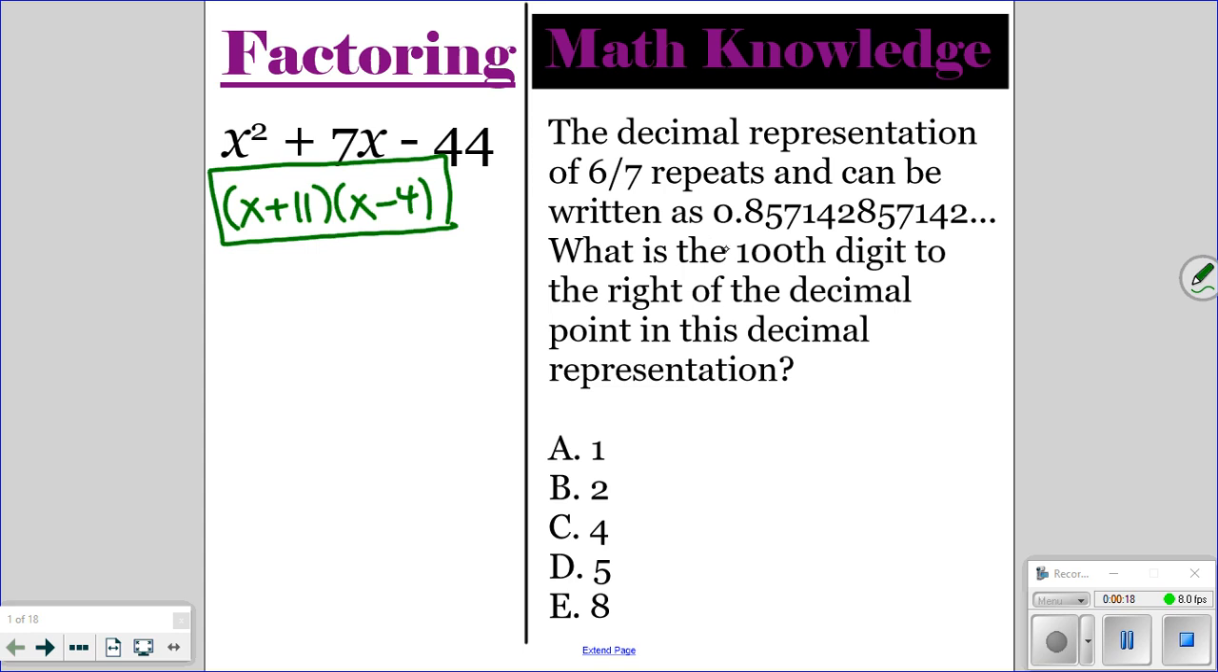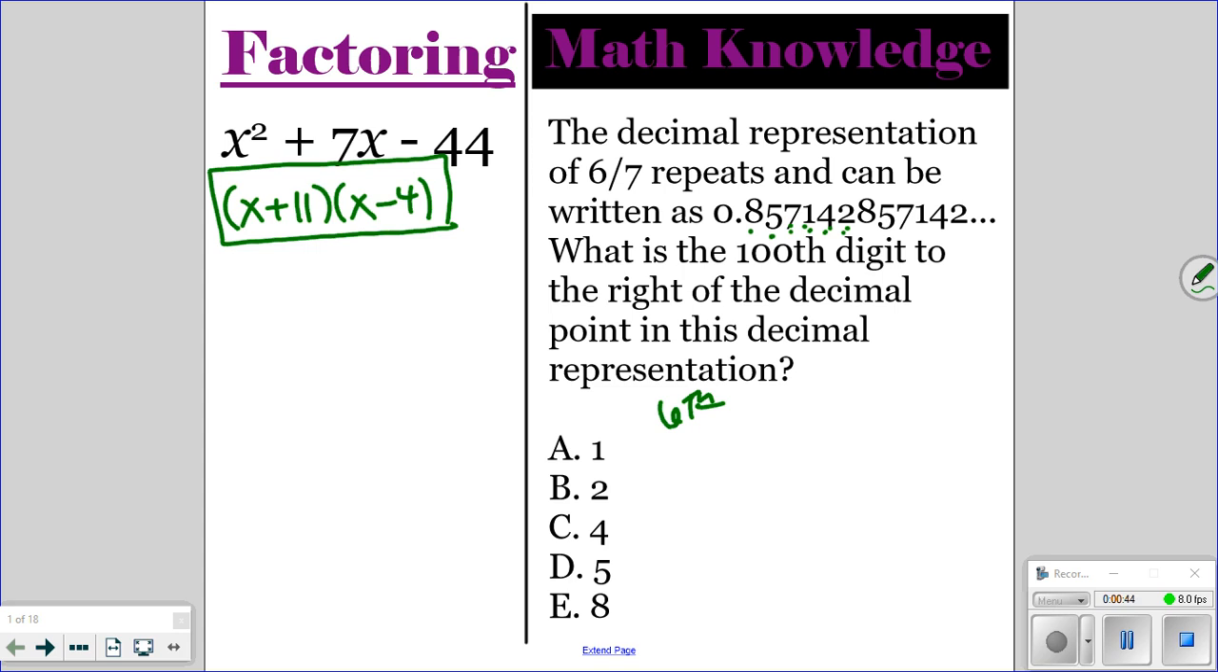For the math knowledge question, you don't want to write this out to 100 decimals. You want to try and figure out a shortcut. So 8, 5, 7, 1, 4, 2, and if you notice, it repeats. And this is 1, 2, 3, 4, 5, 6. So every 6th digit is going to repeat.